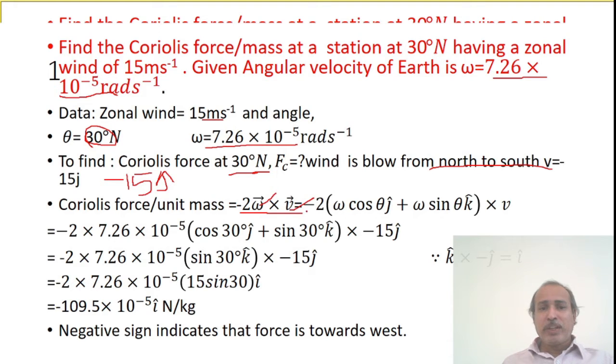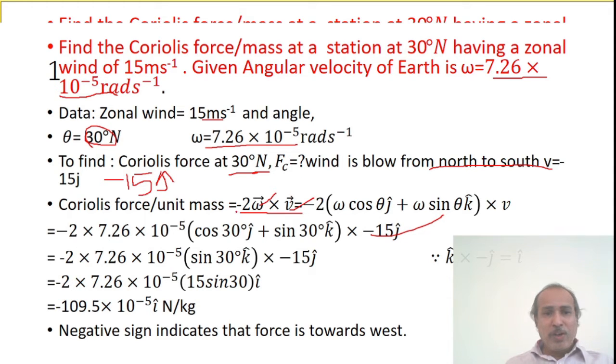Now substitute here. Omega is nothing but the angular velocity. It can be resolved into two components: one is cos theta, the other is sin theta. So omega can be split along the y direction and the z direction, where j and k are the unit vectors along y and z directions respectively. Cross v, where v is the linear velocity. What is the direction of the linear velocity? The wind blows from north to south, so we take v in the minus j direction.